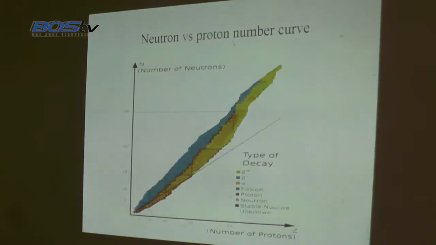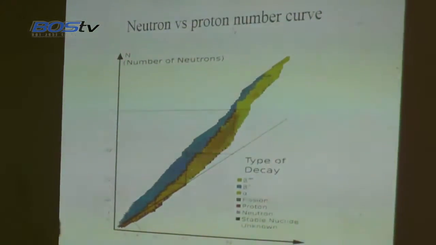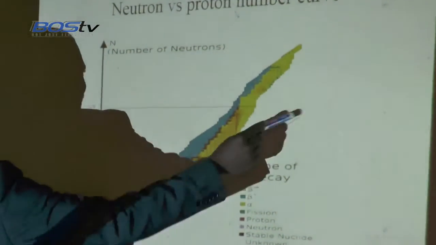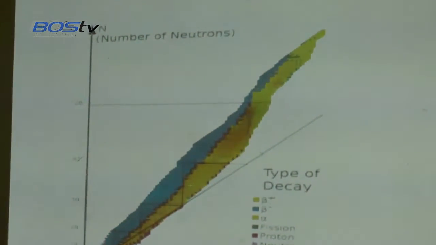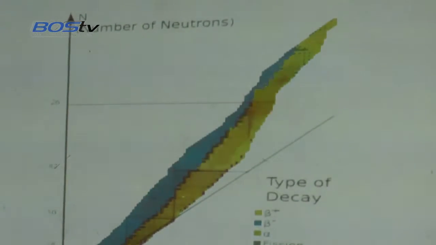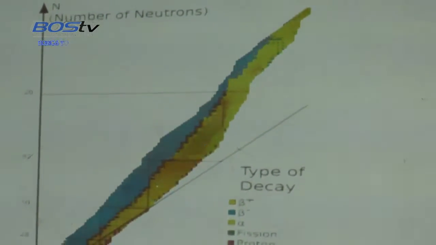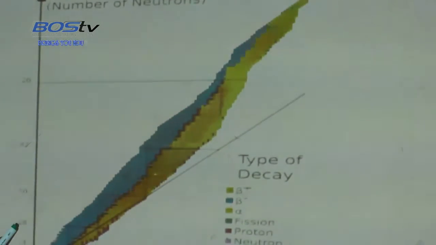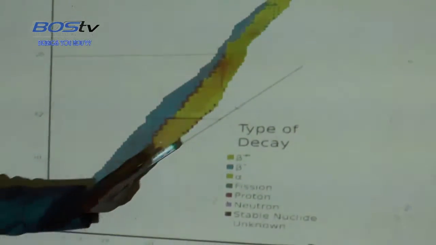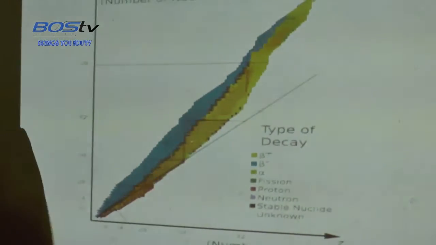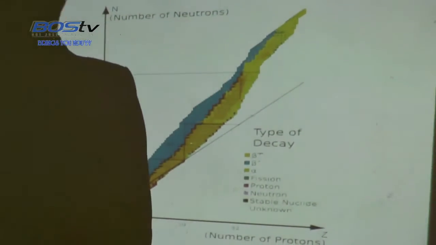But if you look at this line, what can you say about this line? Along this line, you find that here we've got number of protons and here we've got number of neutrons. Can you see that the ratio along this line is 1:1? So that's one thing which you need to take note of.